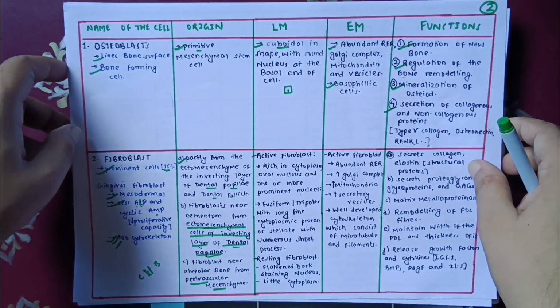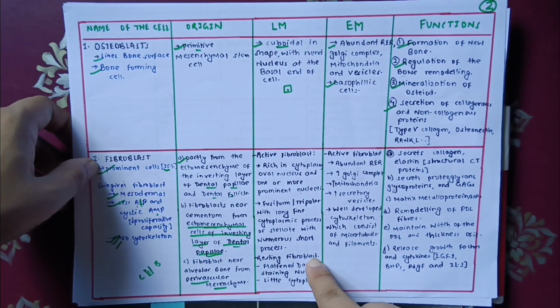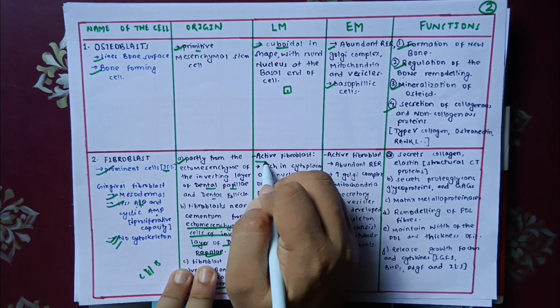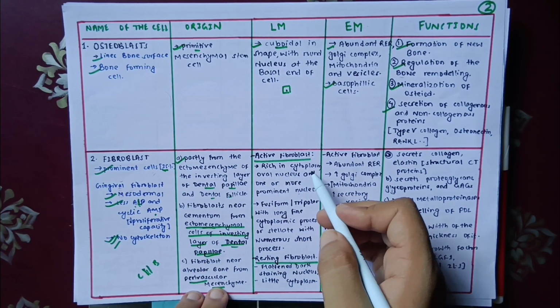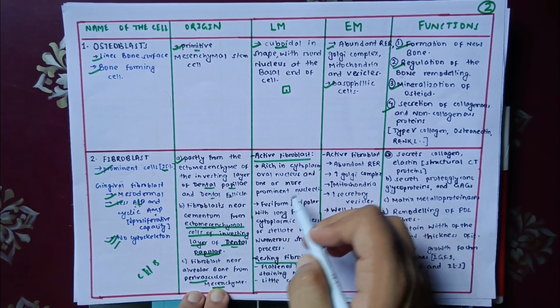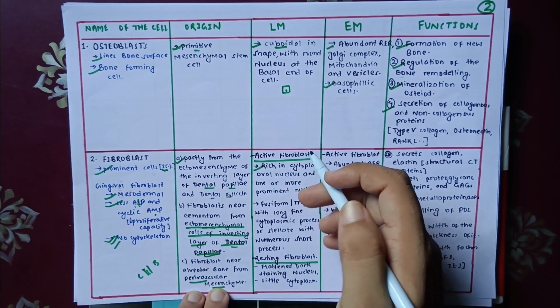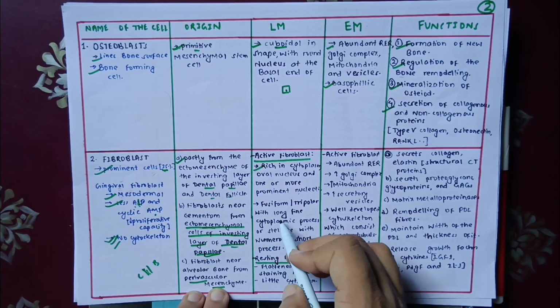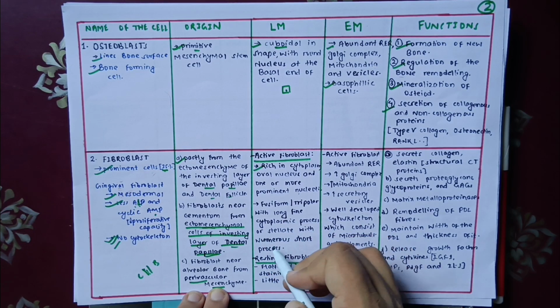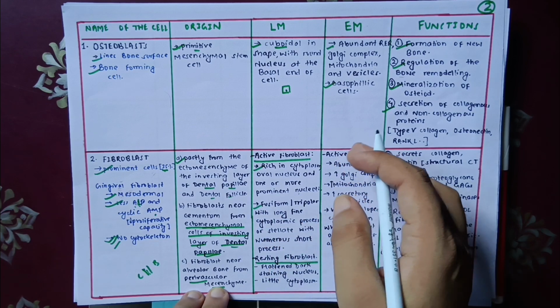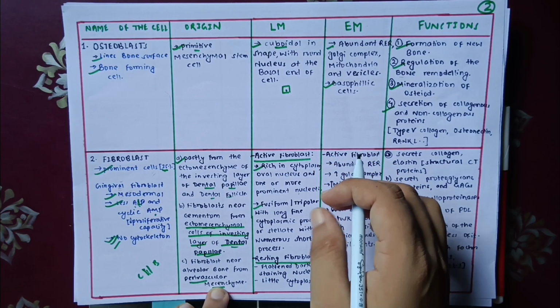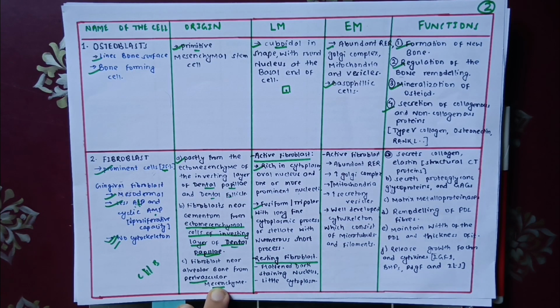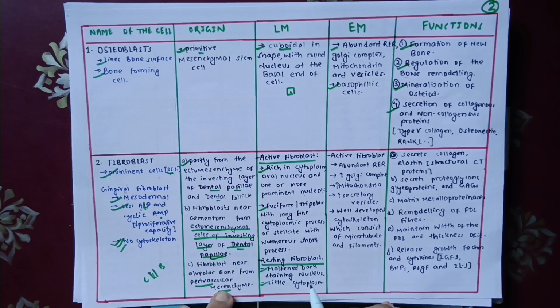Now in light microscopy, we have active fibroblasts and resting fibroblasts. The active fibroblast is rich in cytoplasm, with an oval nucleus and one or more prominent nucleoli. It is fusiform or tripolar with long fine cytoplasmic processes, or stellate with numerous short processes. The resting fibroblast has a flattened, dark staining nucleus and little cytoplasm.